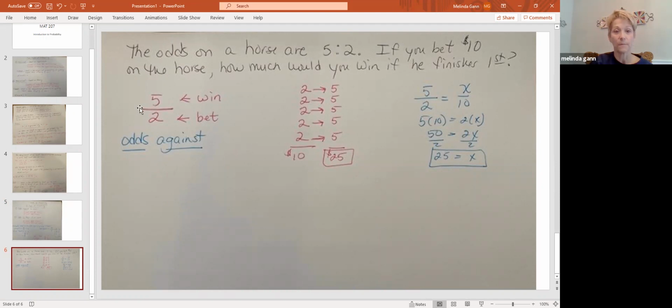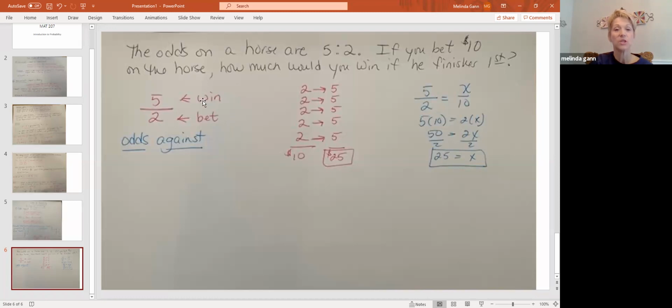Now, first of all, that means the 5 is on the top and the 2 is on the bottom. So you can write odds like this. A lot of times in betting, they write them like that. To make sure we understand, if it just says odds, it's always odds against. It's the most common.